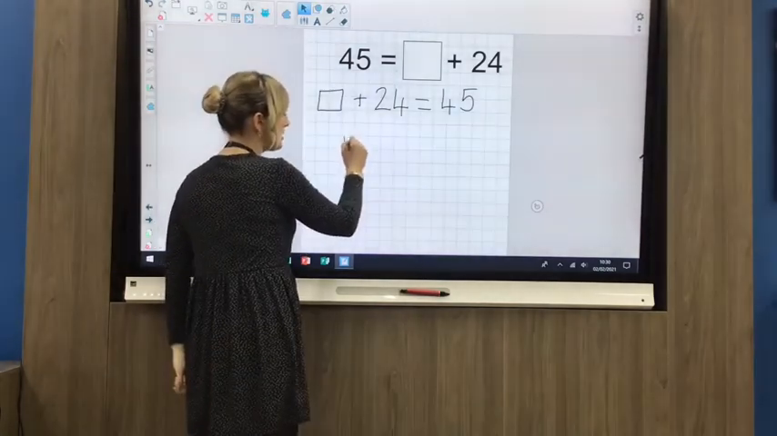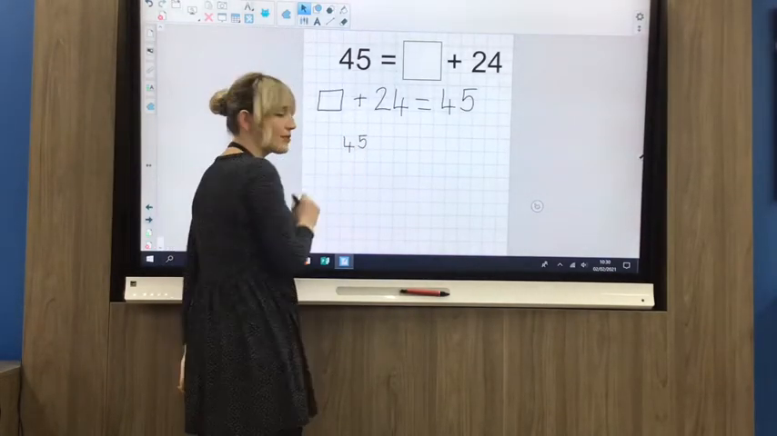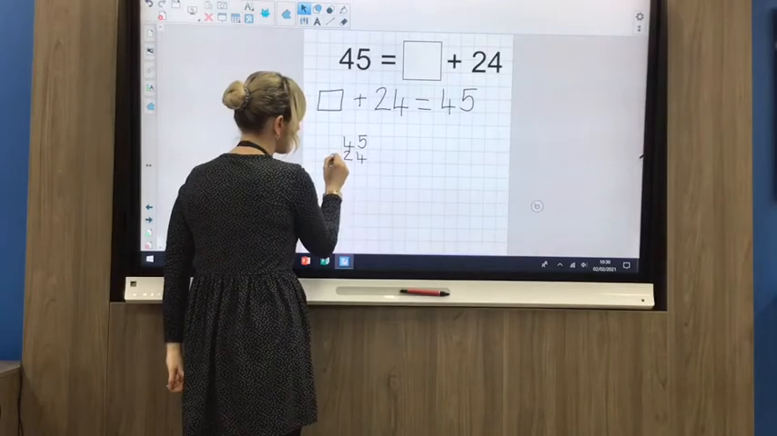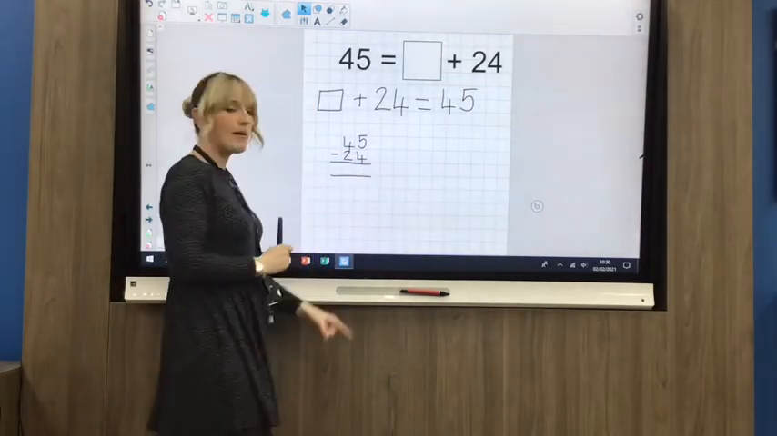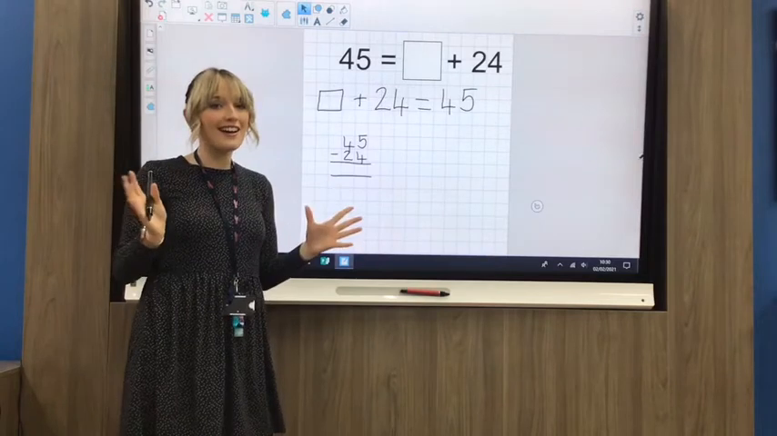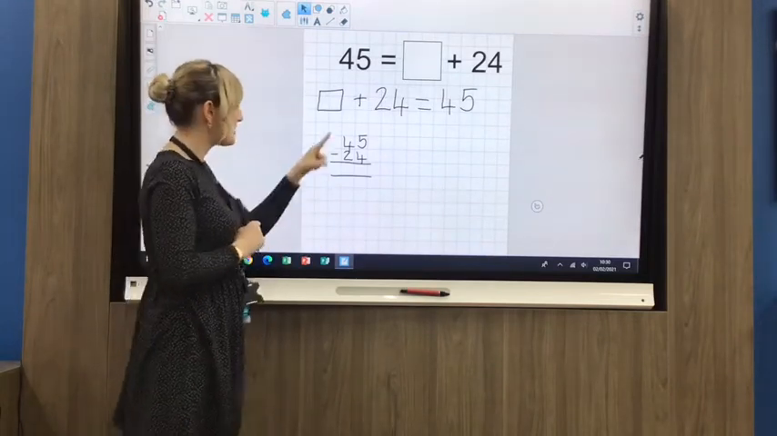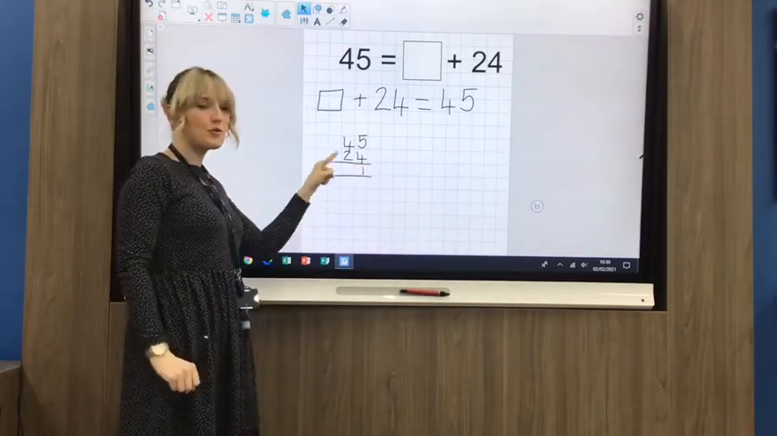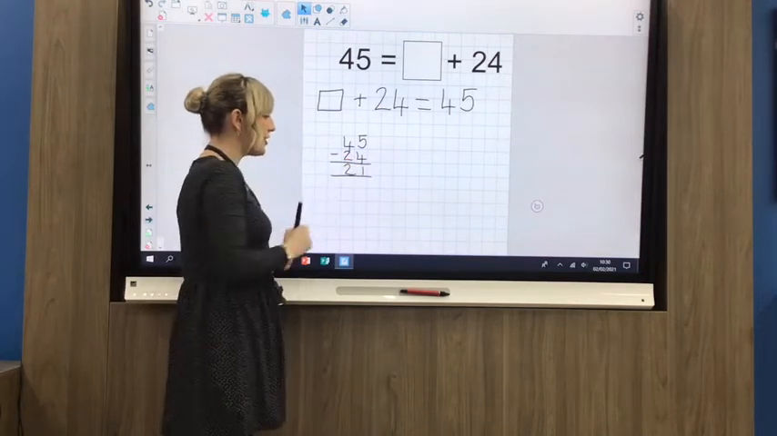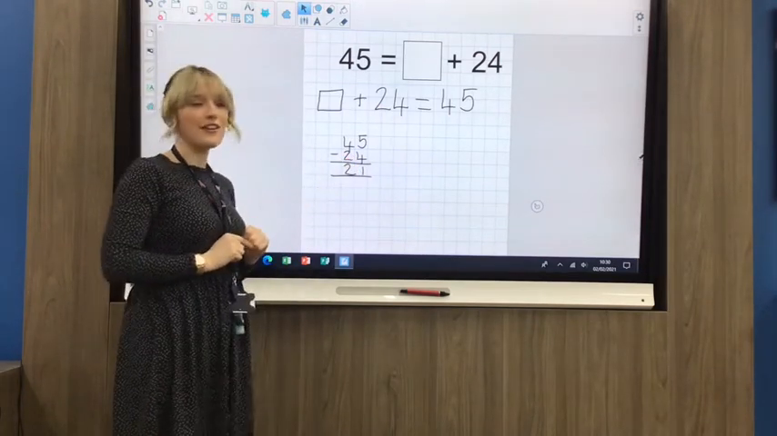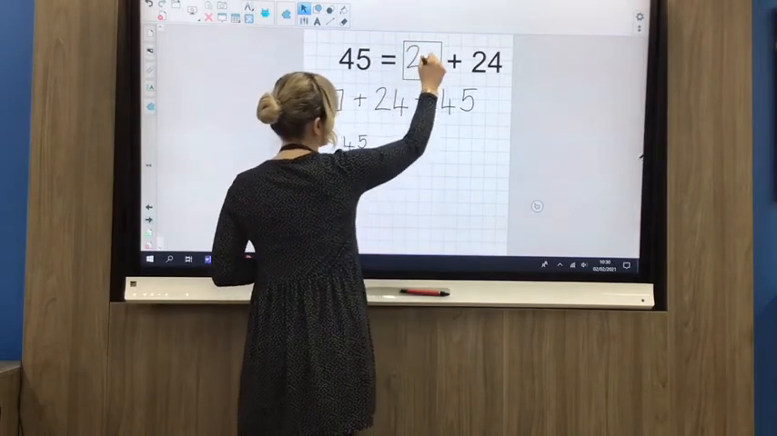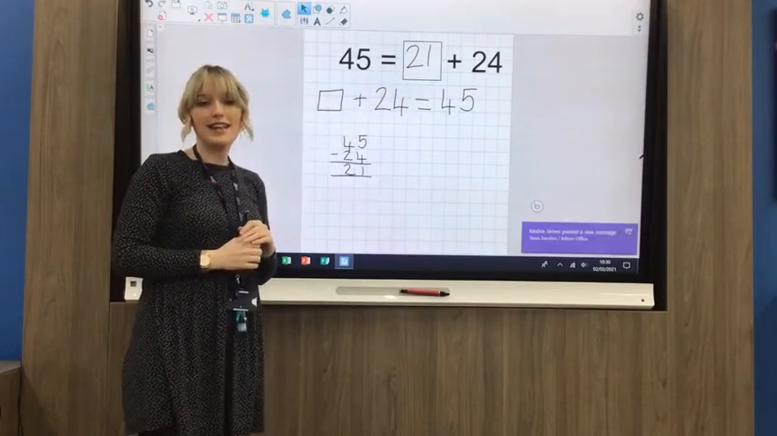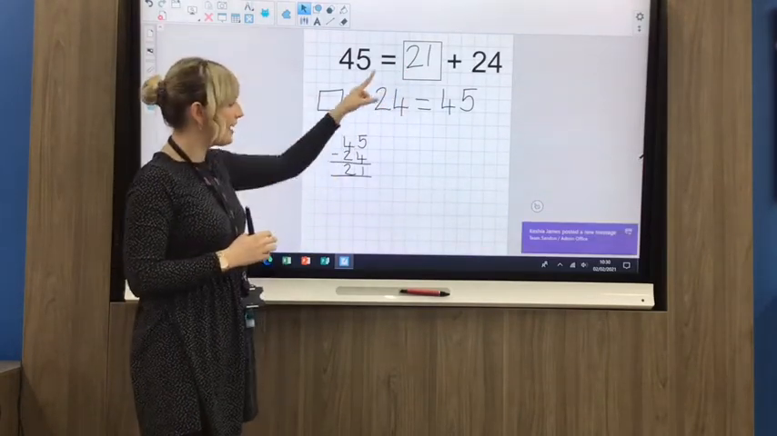So I would do 45, and I'm going to use the column method because I've got 2-digit numbers. Subtract 24. So I'm going to take it away. Okay, remember, we always start at the ones. Well done if you said it with me. So 5 subtract 4 is 1. 4 subtract 2 is 2. Well done if you got the answer 21. So that would be our missing number. So to figure out missing numbers, using the inverse or using the opposite can tell us what it is.